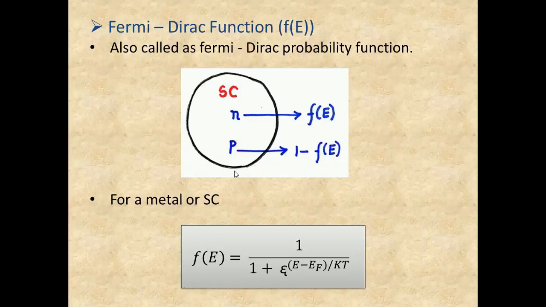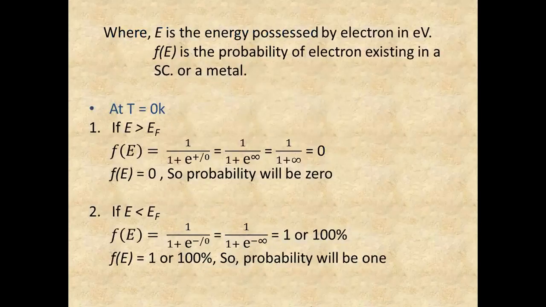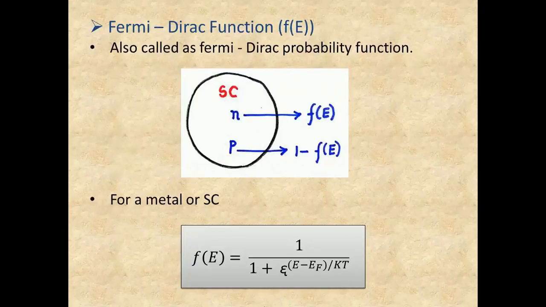So for a metal or semiconductor, your Fermi Dirac function is given by this formula. Okay, in this you can see that your capital E is the energy possessed by an electron in electron volt. This is capital E. And your Fermi Dirac function indicates the probability of an electron existing in a semiconductor or metal as a function of energy.